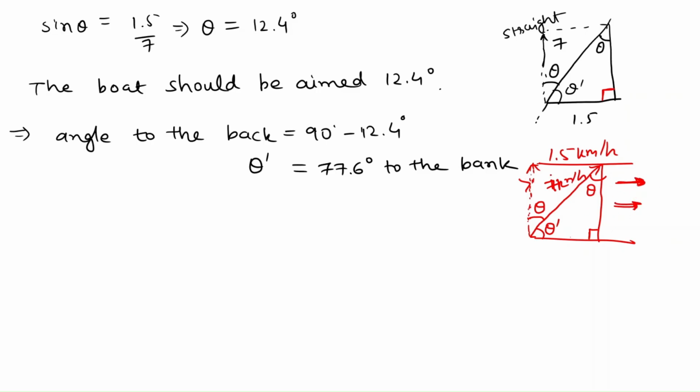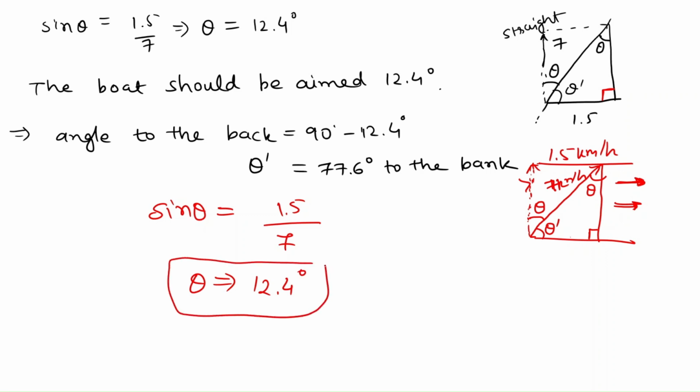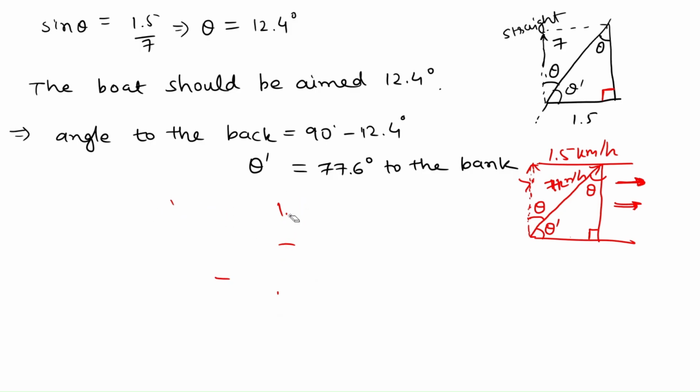Now take sine theta, not theta prime. Sine theta means opposite over hypotenuse. Hypotenuse means 7. So find the theta, which is 12.4 degree. Okay. From this, you can easily measure the theta prime, which is asked in the question.